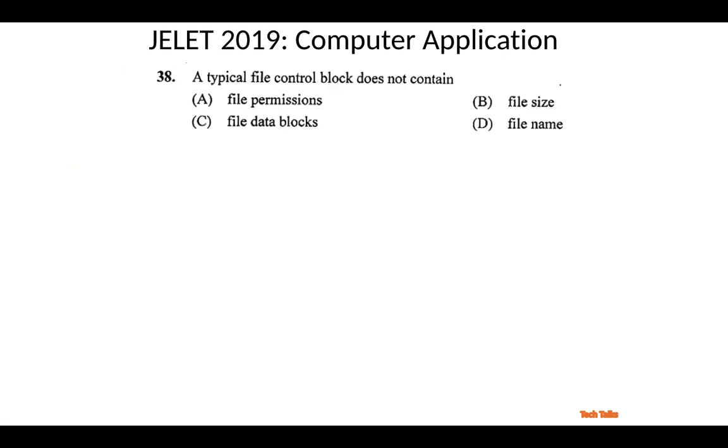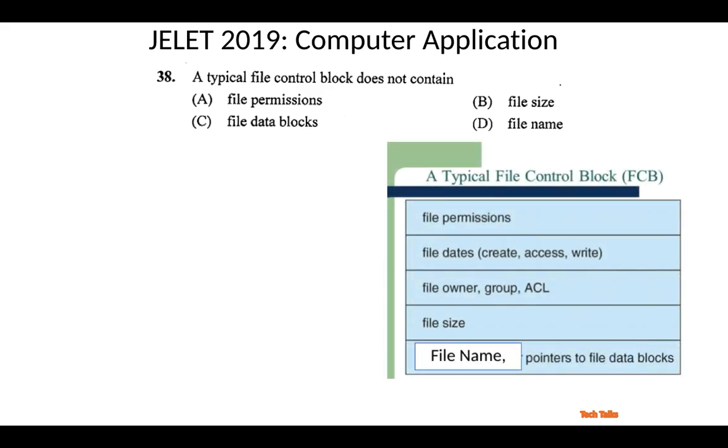Now this is related to file control block, and the question is that out of the four options like file permission, file size, file data block and file name, which one is not contained in the file control block. So let's see what a typical file control block contains.